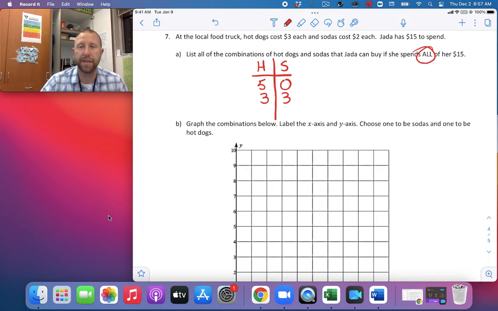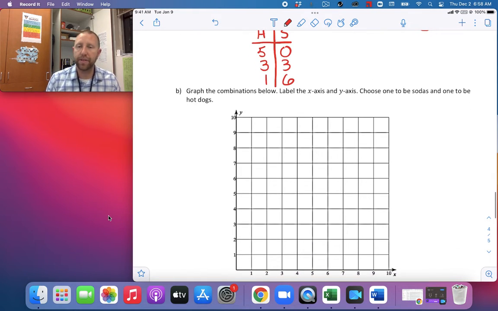And then what if she buys 2 hot dogs? Well, 2 times 3 is 6. That leaves her with, to get to 15, 9. And since 2 doesn't go into 9, that doesn't work. And then finally, what if she only buys 1 hot dog? 1 times 3 is 3. Take that away from 15. That leaves her with $12. Yes, she could get 6 sodas. So 1 and 6. Okay. There. I came up with all the combinations.